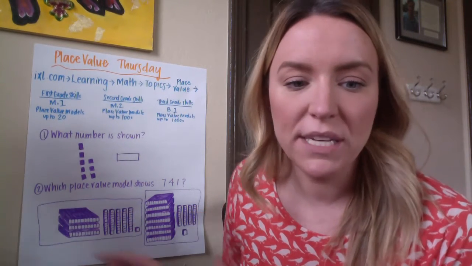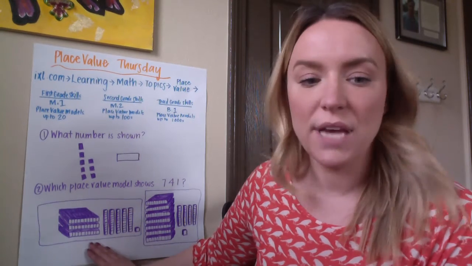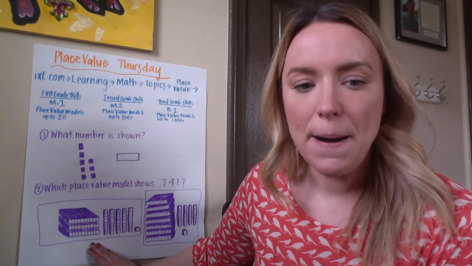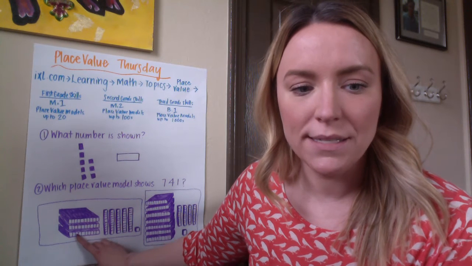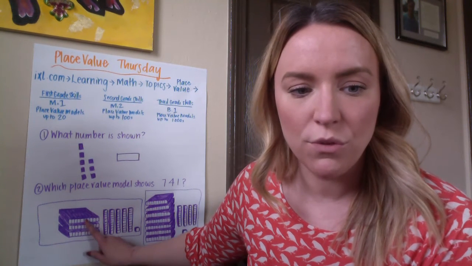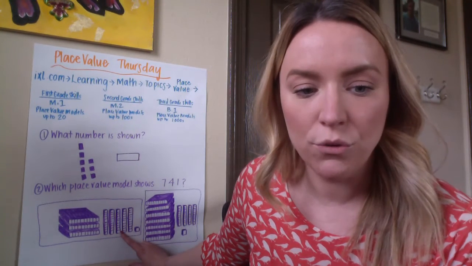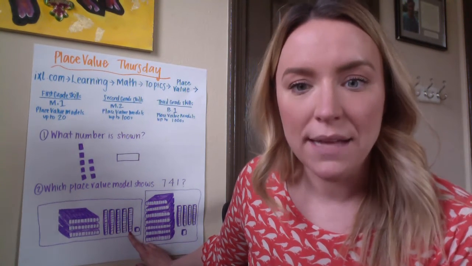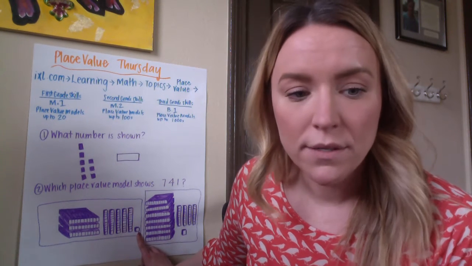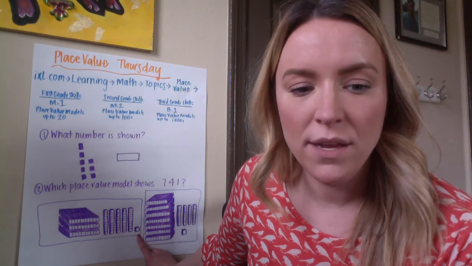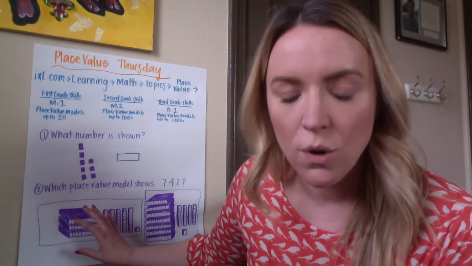Number 2, which place value model shows 741? So then we would just have to look at these place value models and count them up. So we see here some 100s boxes. I see 3 of them stacked on top of each other. 1, 2, 3. I know that represents 300. And then we have 1, 2, 3, 4, 5 10 sticks. So that would represent 50. And then 1. So 351, that doesn't show 741, right? So that model would not show 741.